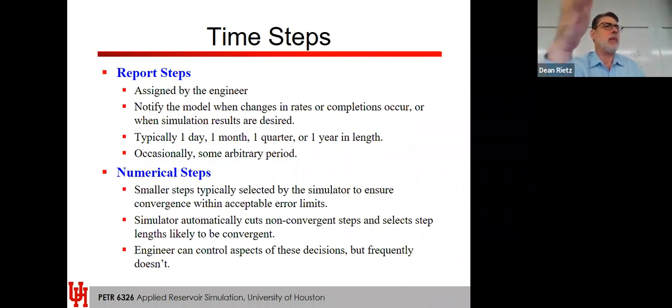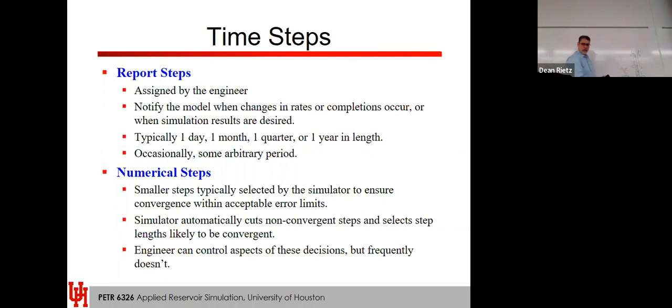Like the first thing it might do is chop it in half. So let's say you try to go 30 days and there was too much going on and it didn't converge. Then the simulator will automatically chop it in half and try to go 15 days from the previous one, and then maybe solve it. Then it'll start to build up the time. It's already chopped once, so it won't go another 15 days. It might go 3 days or 5 days or something like this. The simulators have the algorithm to do that. Now you can control aspects of these decisions, but the engineer frequently doesn't.